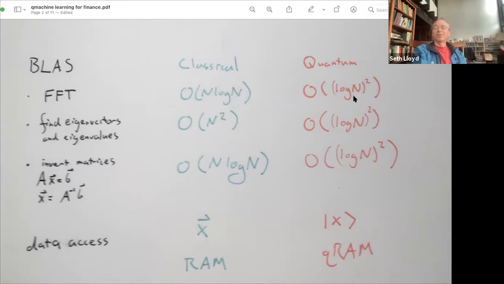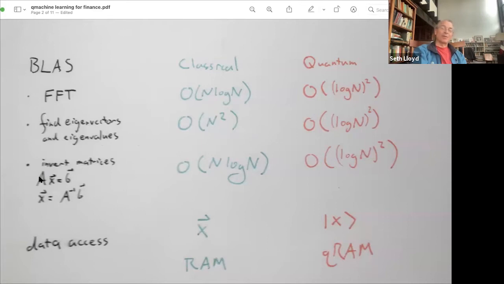On a quantum computer, that log n is 300. 300 squared is 10 to the fifth, right? So it would take 10 to the fifth steps on a quantum computer. So if you can phrase things in terms of these linear algebra subroutines, then you're in good shape. Similarly, finding eigenvectors and eigenvalues of matrices, order n squared on a classical computer, or log n squared on a quantum computer, you detect a pattern here.